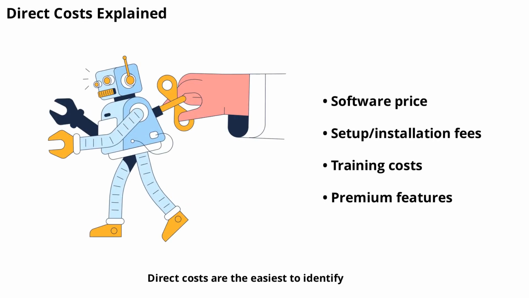Direct costs are the easiest to identify. These include the price of the knowledge-based software itself, any one-time setup or installation fees, and the cost of initial training for your team. Some vendors may also charge for premium features or integrations. Make sure to include all these items in your cost calculations. Keeping a detailed record of direct costs will help you compare different software options and choose the best fit for your budget.